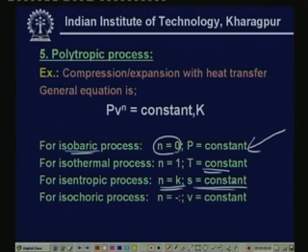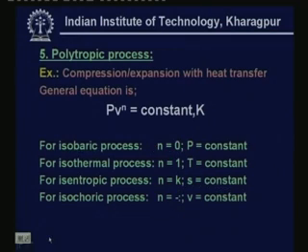that means Pv to the power of gamma is constant. And for an isochoric process, volume is constant, that means n is equal to minus, sorry, it is not printed here, n is equal to minus infinity. So depending upon the value of n, the polytropic process encompasses all the processes. So this is a very general process.